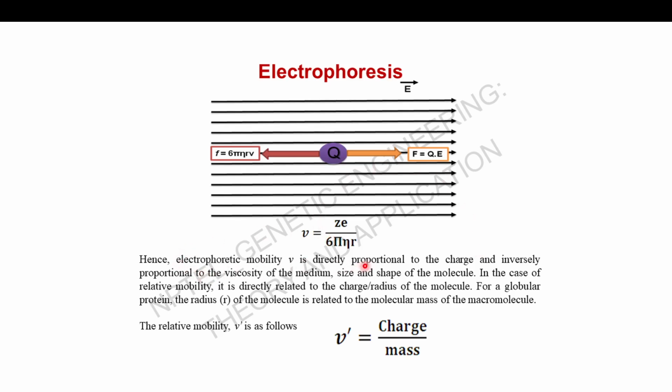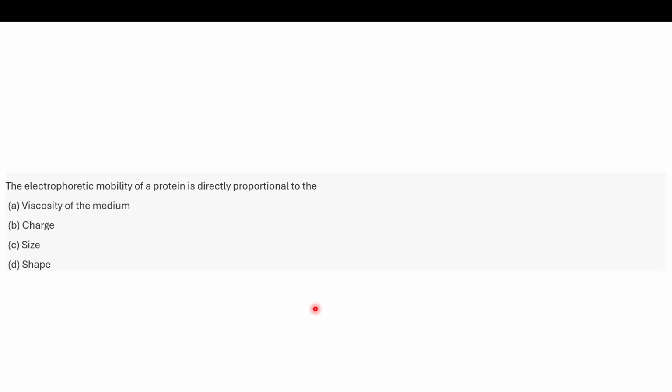Now, if we talk about electrophoretic mobility, it is directly proportional to the charge and inversely proportional to how viscous the medium is, and the radius, size, or shape of the molecule. Because the question had asked about direct proportionality, it will be charge, and inverse proportionality will be viscosity, size, and shape. If the medium is too viscous, or the size is too large, the movement will be retarded, right?